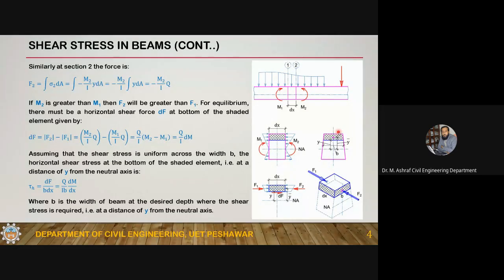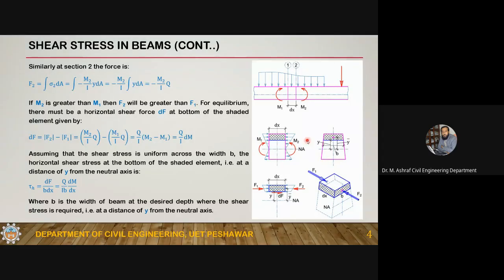Okay, same cross-sectional shaded area. So that's why Q will be the same for both sides. Now you have the values of F1 and F2. If M2 is greater than M1, here I've shown it such that these stresses are small and these stresses are higher. So it depends. There is a possibility that M1 will be greater than M2, but I'm just interested in this.